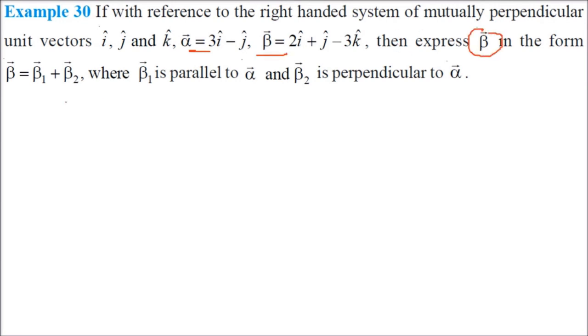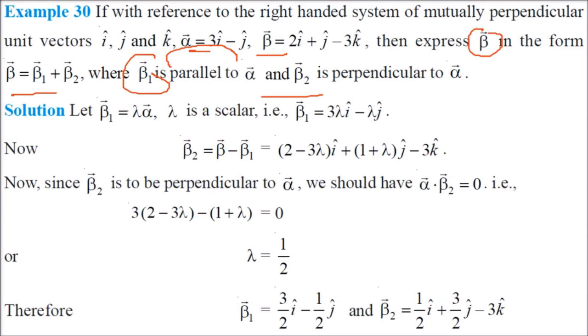So we'll assume beta 1. We'll try to find beta 2 using beta 1 and beta, and then we'll apply the perpendicularity condition. Alpha and beta are already given. Because beta 1 is parallel to alpha, we can write beta 1 equals some scalar times alpha. Beta 1 is alpha into some scalar lambda. So just multiply this lambda with alpha to get beta 1.